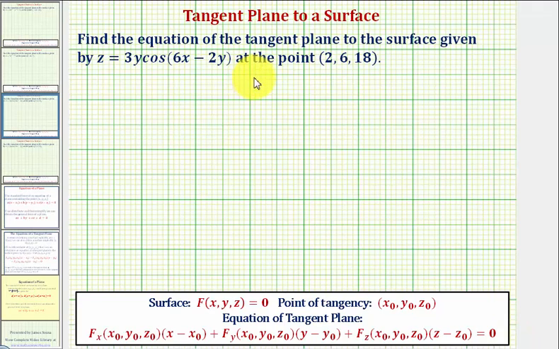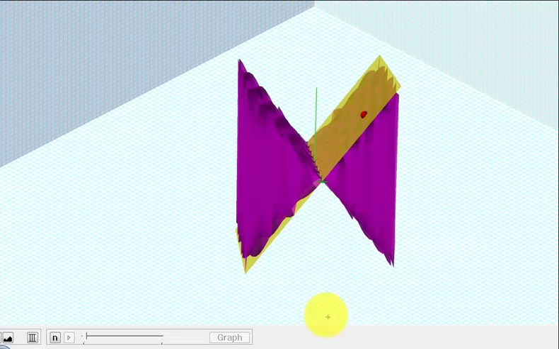We want to find the equation of the tangent plane to the surface given by z at the point (2, 6, 18). Let's first look at this graphically. Our surface is graphed here in purple. This red point is the point of tangency, and this yellow plane is a tangent plane. So our goal here is to find the equation of this yellow tangent plane to the surface at this red point.